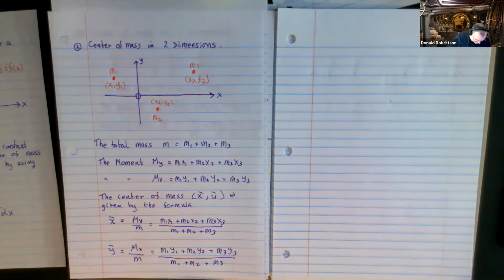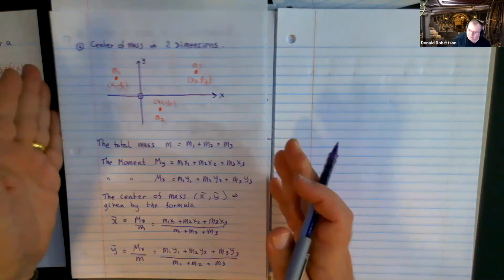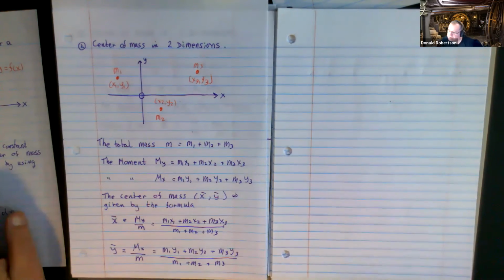So if you take this guy out of the equation, doesn't that formula make sense? You see how the x bar uses all the x coordinate stuff and the y bar uses all the y stuff. Any questions? Are we good?